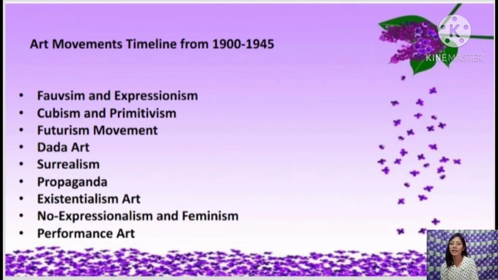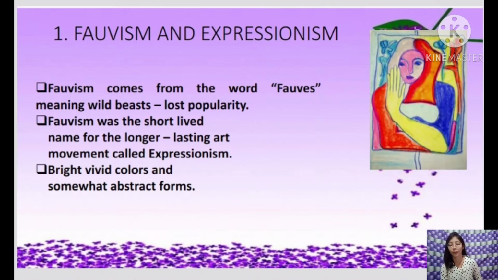As you can see in the slide, there are a lot of art movements. Let's talk about it one by one. First, we have Fauvism and expressionism. It is read as Fauvism. Fauvism comes from the word fauves, meaning wild beast. Fauvism was a short-lived name for the longer-lasting art movement called expressionism.